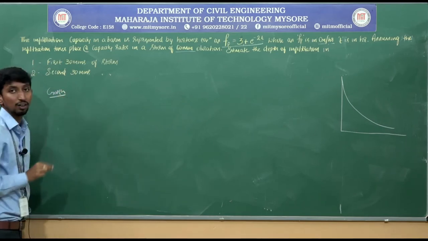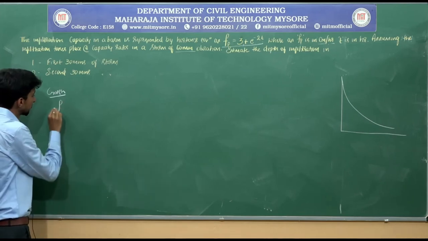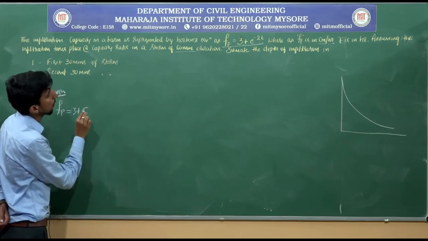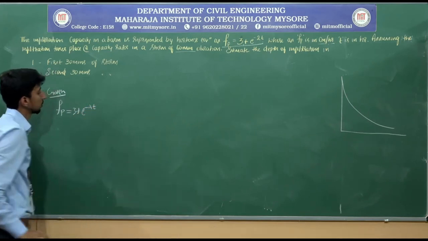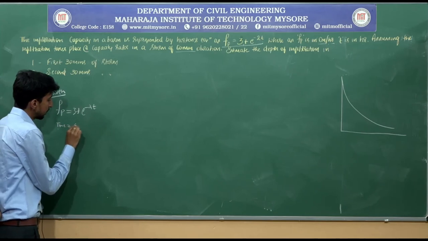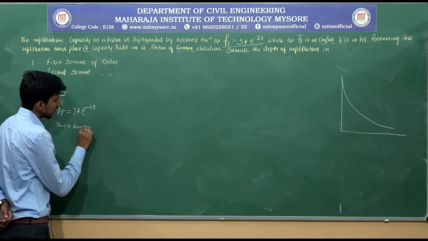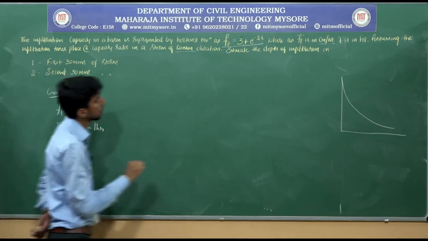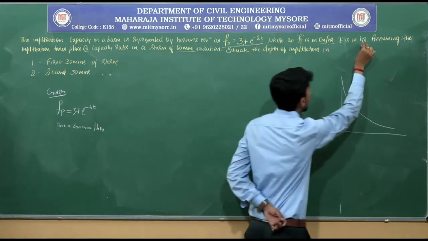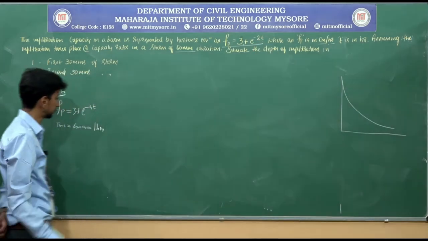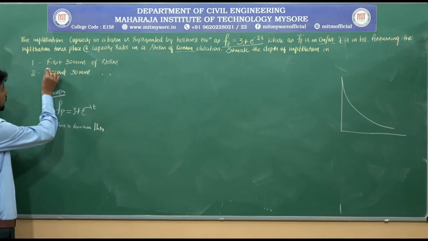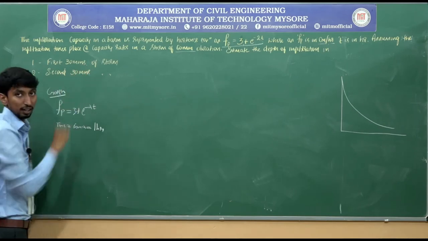Let us solve the problem. In any question, first write down the given parameters. Fp equals 3 plus e power minus 2t, and the time period is 60 minutes, but you need to consider it as 1 hour, because in the empirical equation he has mentioned, the time is in hour. Next, in the question he has mentioned two cases: for the first 30 minutes and for the second 30 minutes.